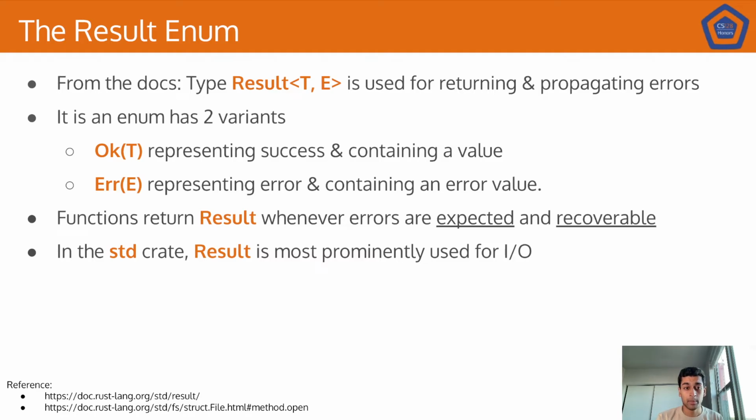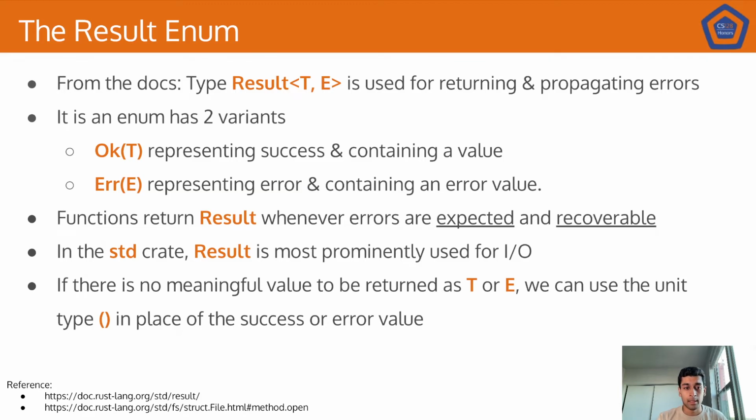And one example of this in the standard library crate, Result is most prominently used for I/O. So files exist, files might not exist. If you can't read from them, there's always some compatibility issues. Result is used for reading from files.